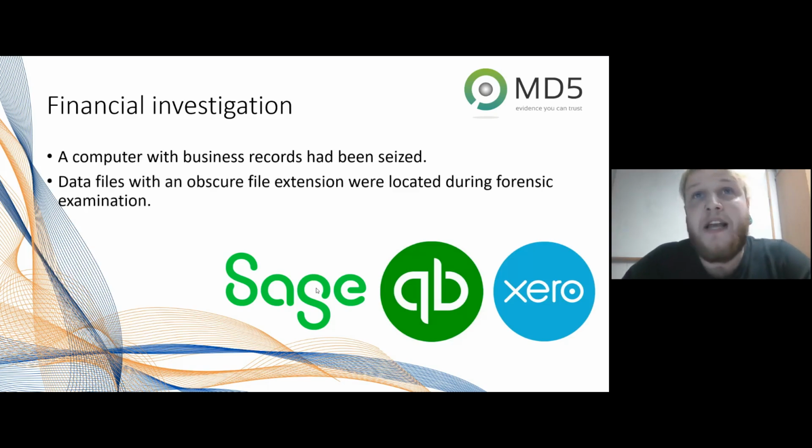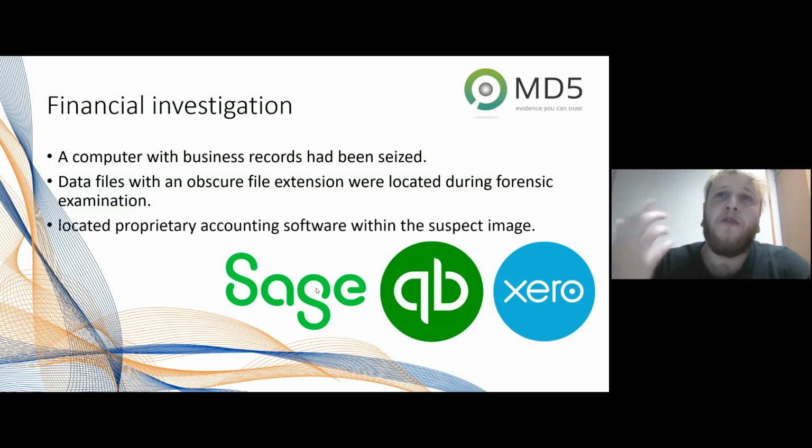So a computer with business records was seized. Data files with an obscure file extension were located during forensic examination. And we also located proprietary accounting software within the suspect's image. So there's a few things there which are potential hurdles.